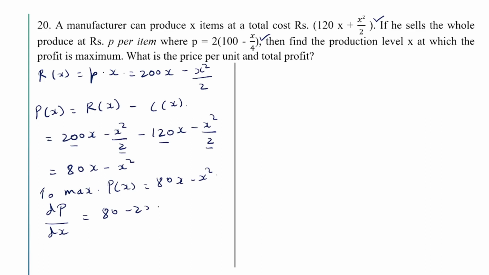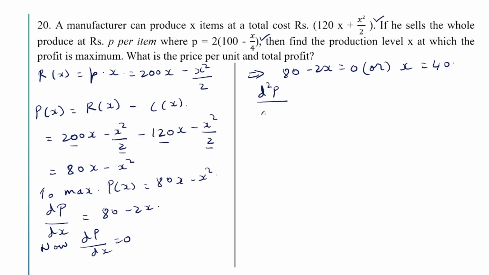Now at the critical points we have dP by dx equal to 0, which means 80 minus 2x equal to 0, or we have x is equal to 80 by 2, which is 40. Now we will find d square P by dx square. From here it is minus 2. This is less than 0 at x is equal to 40. Therefore, x is equal to 40 is a point of local maxima.